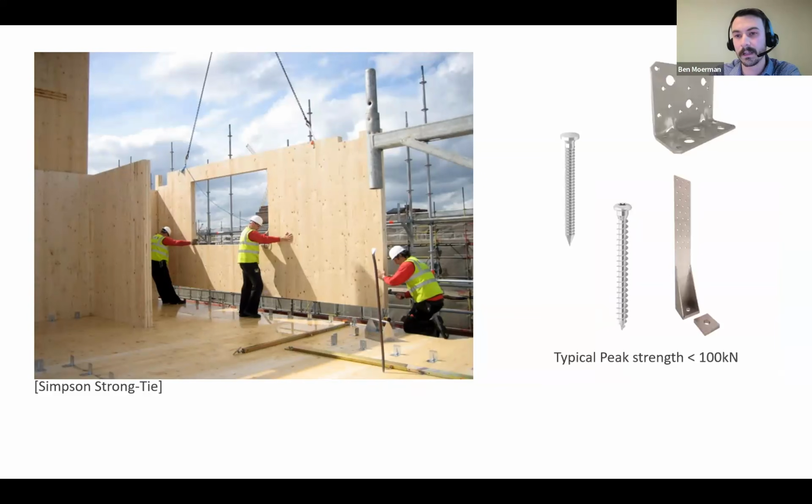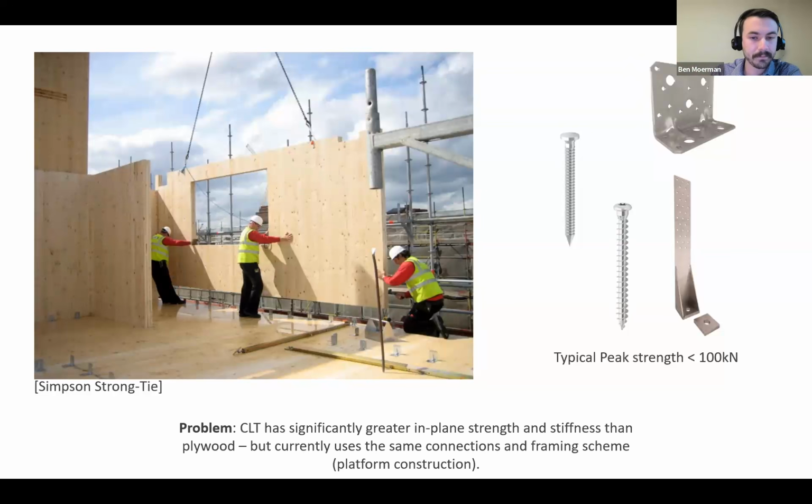You can see here on the right, these are some typical connectors that you might see, like I showed in the other slide post-test. And so it's basically light gauge metal, it's nails, maybe ring shank nails, screws, that type of stuff. And the peak strength is typically going to be less than 100 kilonewton, especially at the design level.